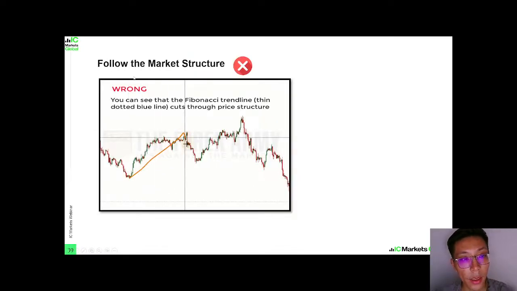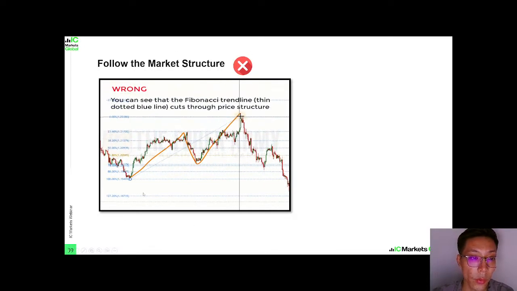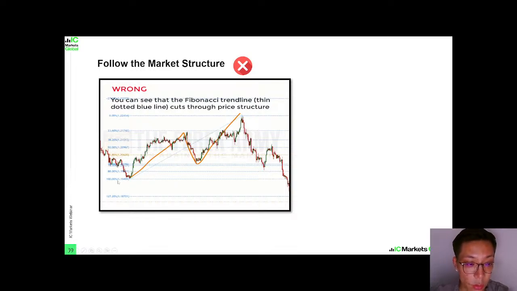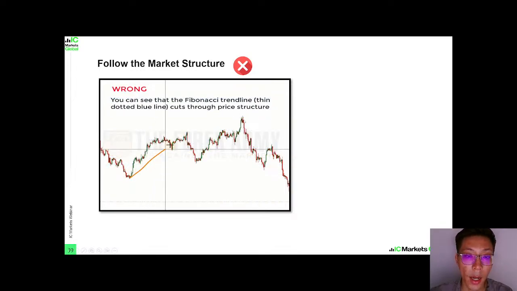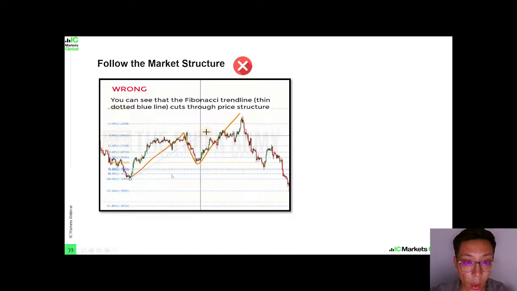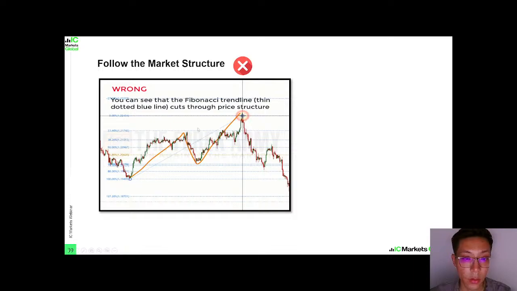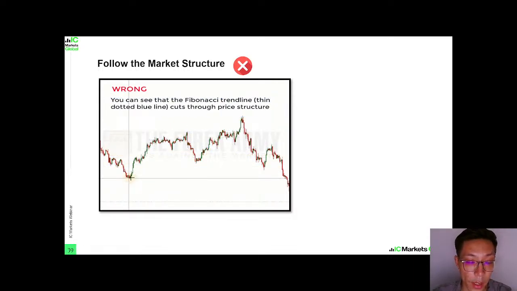Okay, so the next thing is following market structure. This is the wrong way of following market structure. We can see that marking the swing low all the way to the swing high right here, price is cutting through the Fibo trend line, cutting through price structure over here. So this is an example of a wrong way of following market structure.